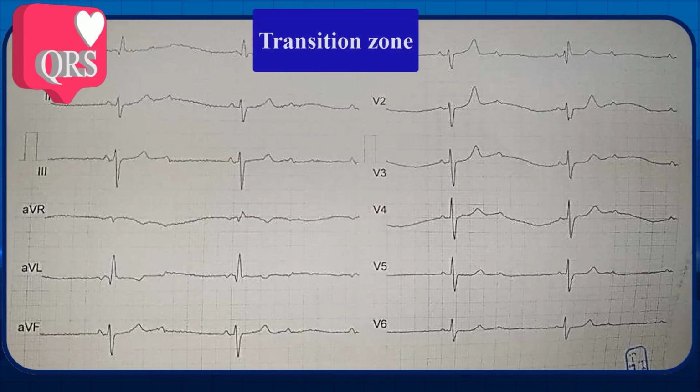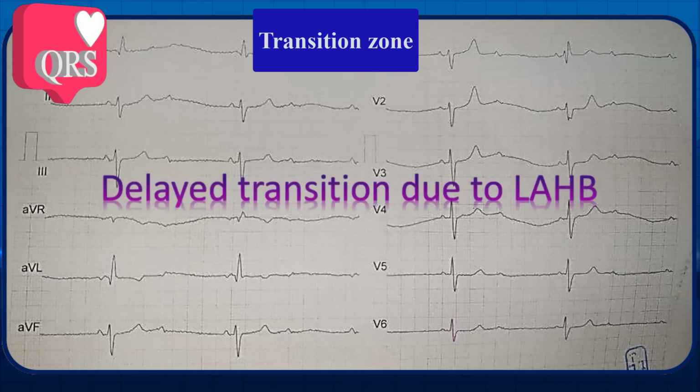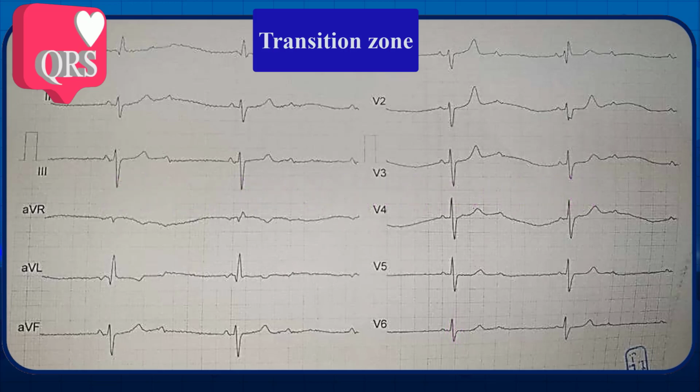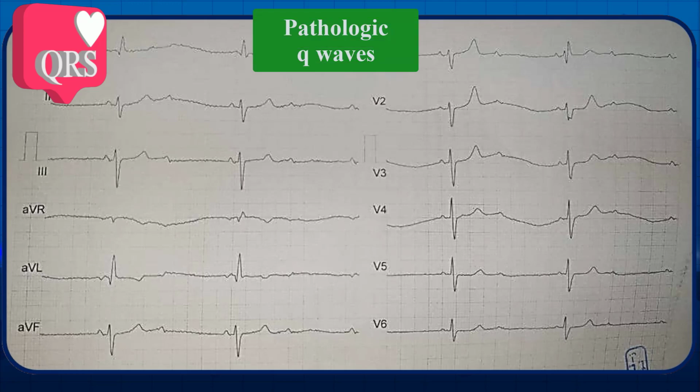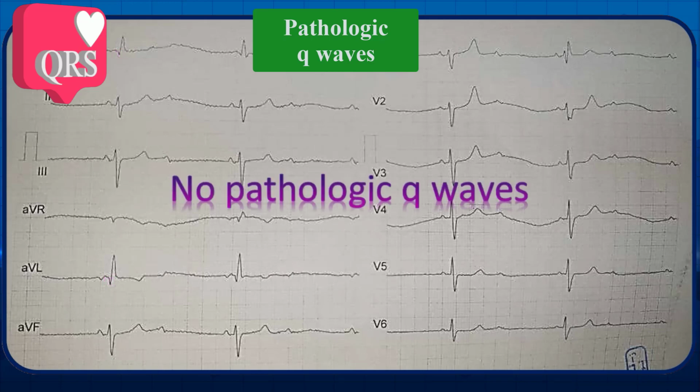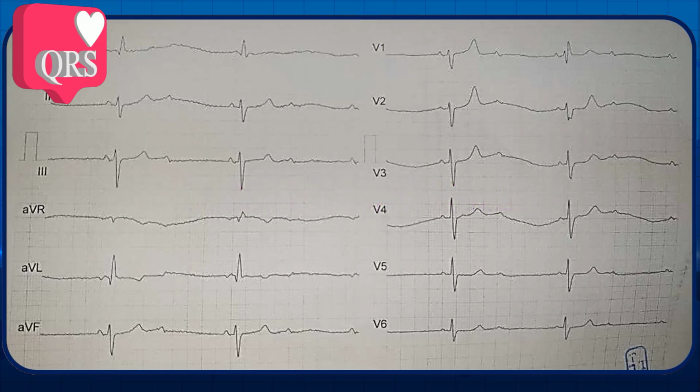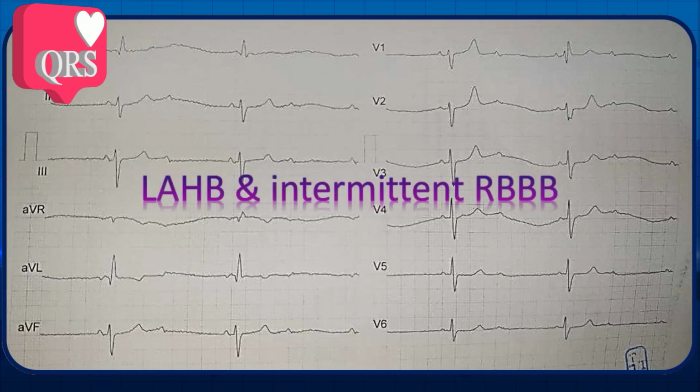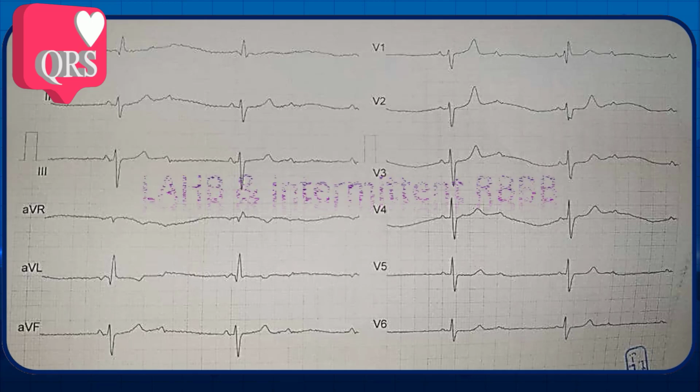3. R wave progression and transition zone. As you see, the transition zone of narrow complexes is delayed, and occurs in V6. Delayed transition is due to left anterior fascicular block. 4. The final item in this step is looking for pathologic Q waves. There are just small septal Q waves in D1 and AVL. Septal Q is a normal finding in lateral leads. In summary, the QRS complexes have poor R wave progression, due to left anterior hemiblock, with intermittent RBBB.